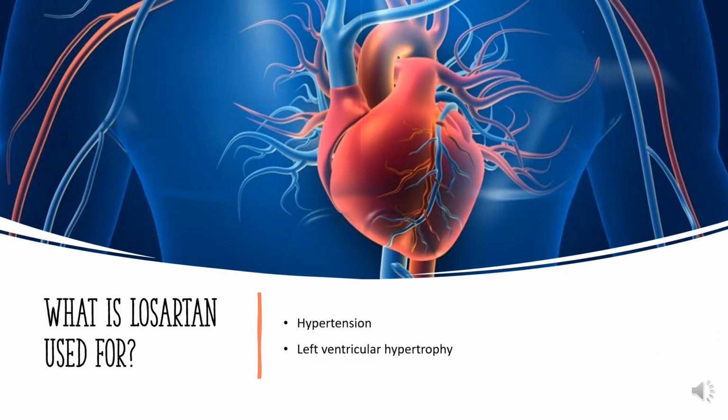What is Losartan used for? Losartan is indicated to treat hypertension in patients older than 6 years, reduce the risk of stroke in patients with hypertension and left ventricular hypertrophy, though this benefit may not extend to patients with African heritage, and to treat diabetic nephropathy with elevated serum creatinine and proteinuria in patients with type 2 diabetes and hypertension.